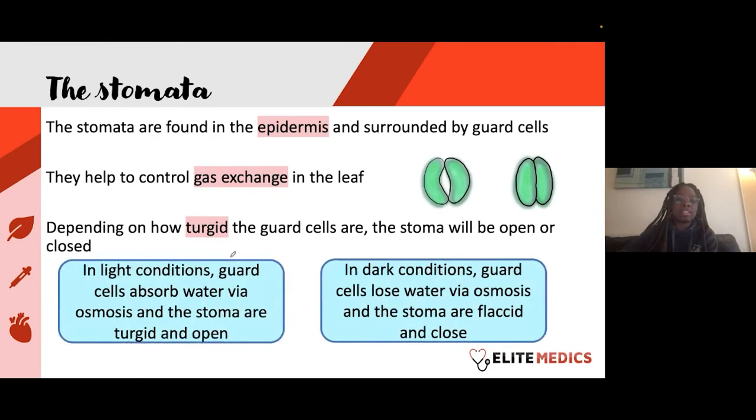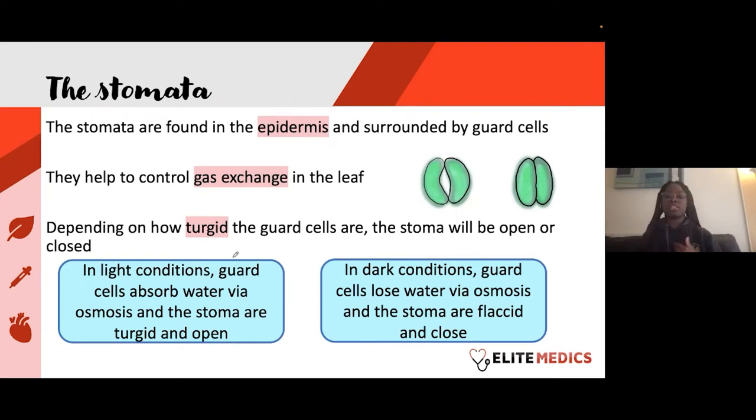So if we look at light conditions, the guard cells will have water being absorbed via osmosis. That's the movement of water. And the stoma will be quite turgid and open. So it's so full that it kind of bulges. It's like if you have an inflatable and you're blowing air into it, it'll be quite firm, quite turgid, and it causes it to be open. So then you have as much gas coming in and being taken out as possible, because you're going to have an increased amount of carbon dioxide being taken in, oxygen being produced, so you kind of need to be open.